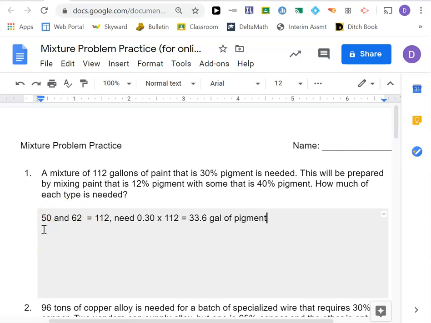Let's see here. So what I can do is try 12% of 50, and I'm going to add that on to 40% of 62. Again, we're using our guesses here. And then let's see how much pigment that is. So if I calculate 0.12 times 50 plus 0.4 times 62, I get 30.8. Okay. Well, my guess isn't right.